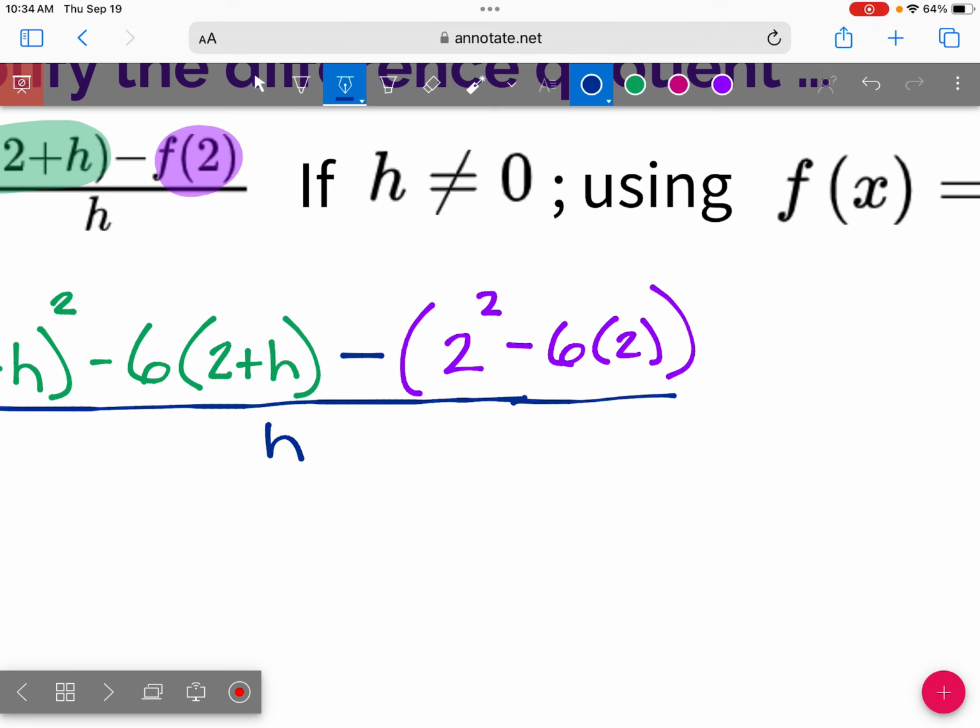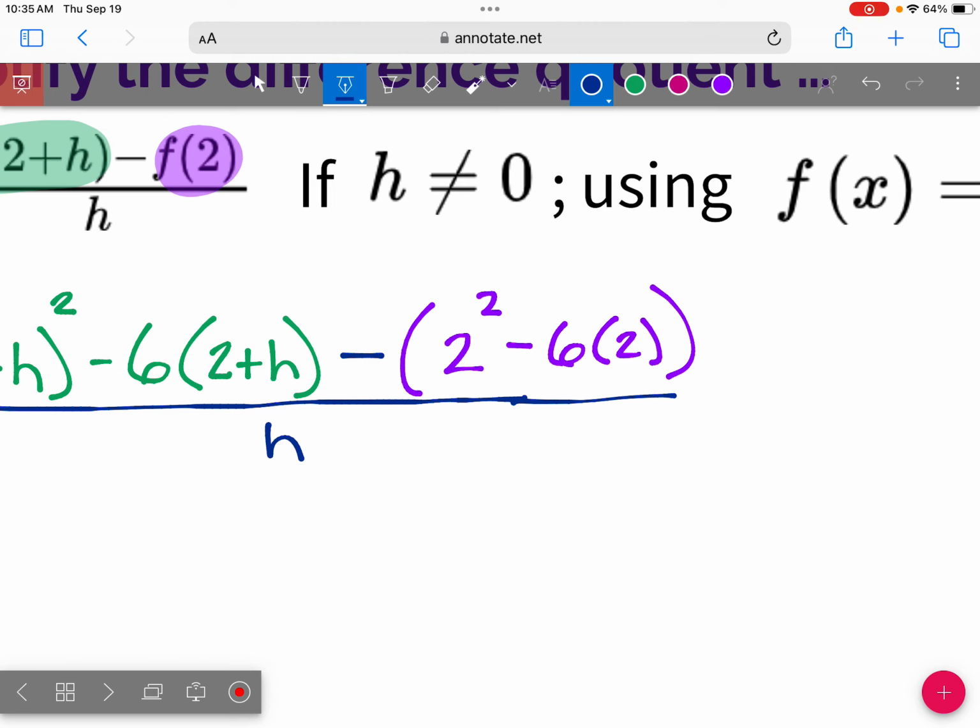We took my 2 plus h, and that went in place of x here, and in place of x here. So this is x squared minus 6x. We just substituted. And this is again x squared minus 6x. And I substituted the 2 in for x here. So I used my f of x, but this is f of 2 plus h. This is f of 2. Okay, so substitution.